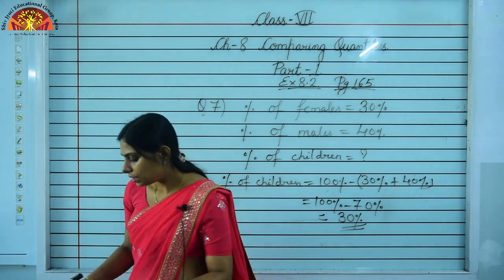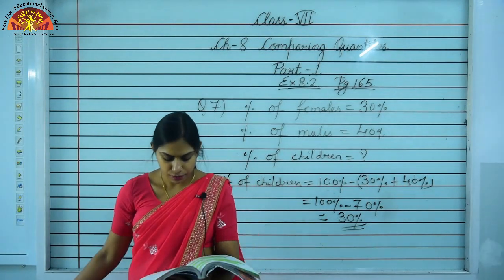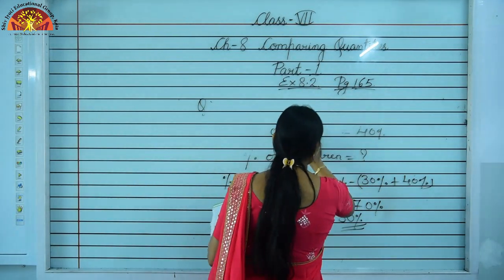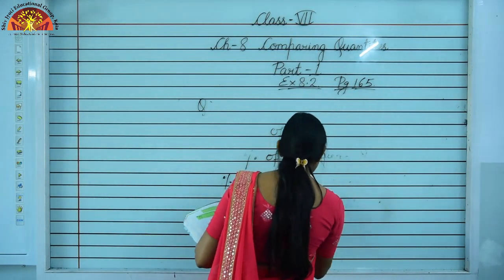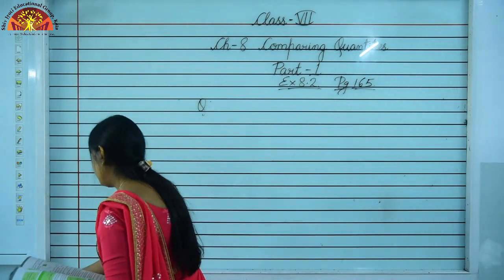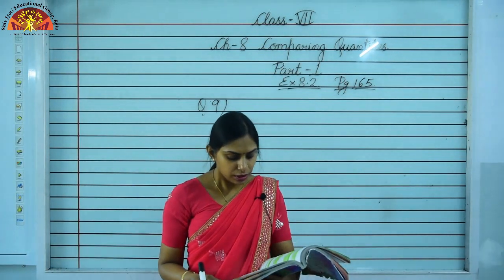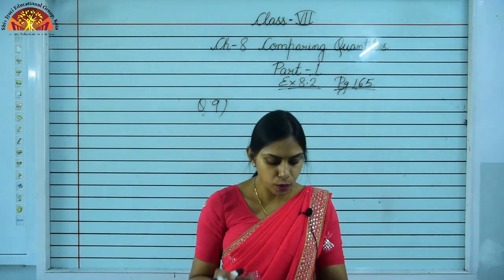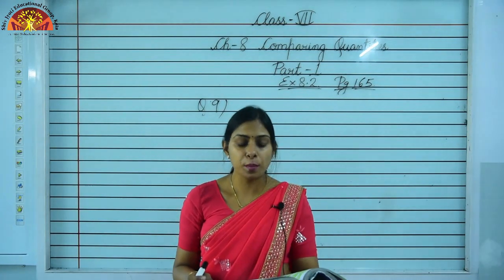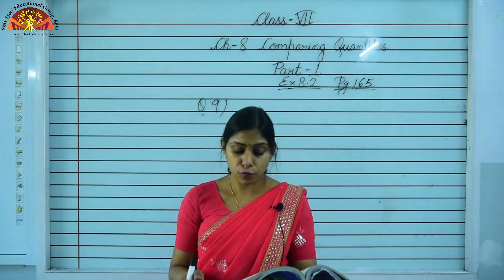Got it children? Now just see the next question, that is question number 9. We will just solve the last question of this exercise now. Just go through the question well children. It's easy. Now children, please pay attention. Meeta saves rupees 400 from her salary. If this is 10% of her salary, what is her salary?